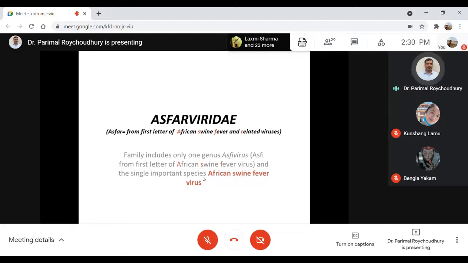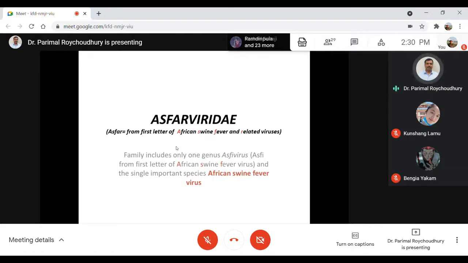So we'll be learning about this virus, a little bit of history, how the disease spread from different places, the disease manifestations in pigs, what the constraints of control are, what best we can do at the phase of an outbreak, and what our preparedness should be for containing the disease in affected areas.